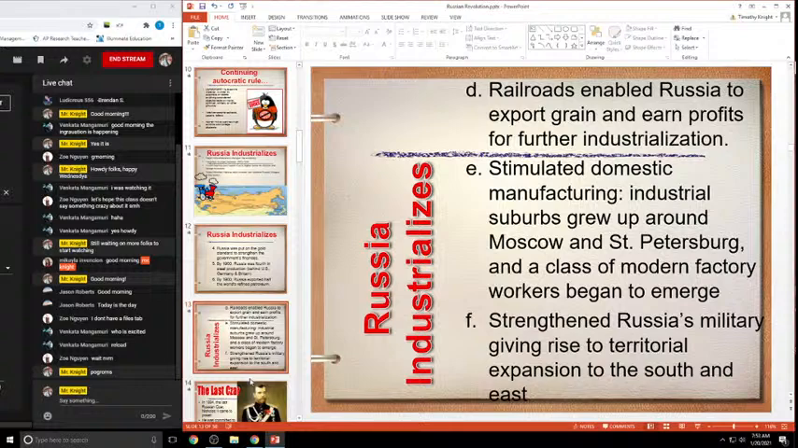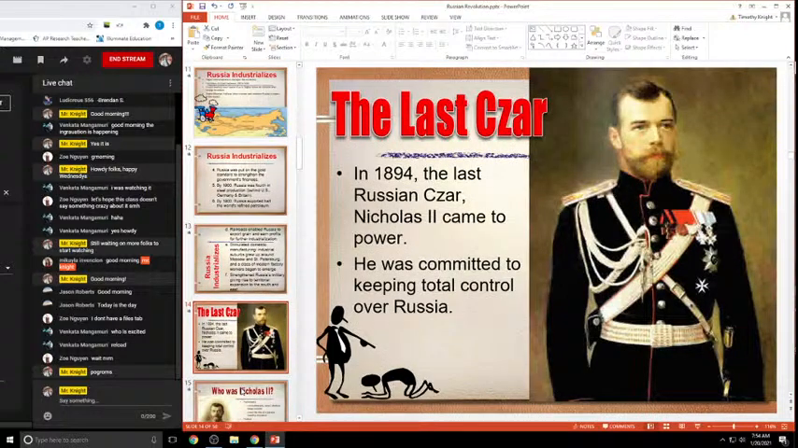So we start to see industrial suburbs pop up around Moscow and St. Petersburg, which are the 2 largest urban areas in Russia. And we start to see a new class of modern factory workers start to emerge there. Now, of course, remember, in Britain, in America, even in places like Belgium and Germany, the class of factory workers had been around for about a century. But in Russia, they only start developing this factory working class population around the turn of the 20th century, the 1900s. And that happens to coincide right along with both World War I and the Russian Revolution, which is the title, of course, of our unit.